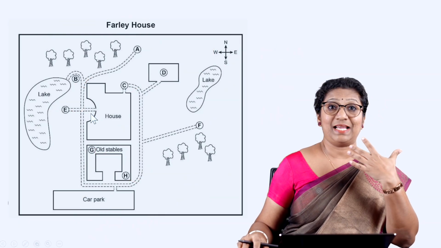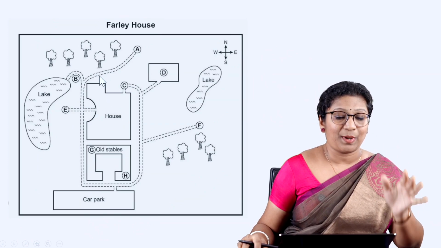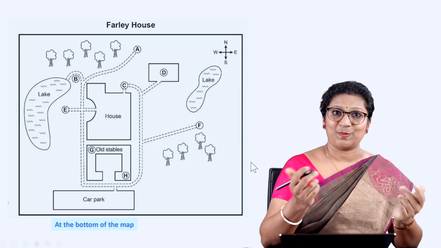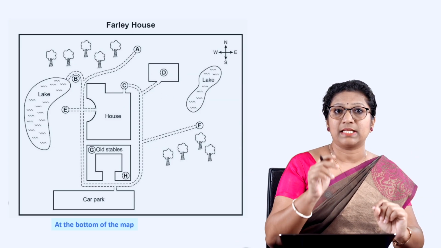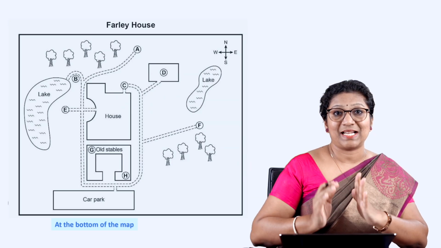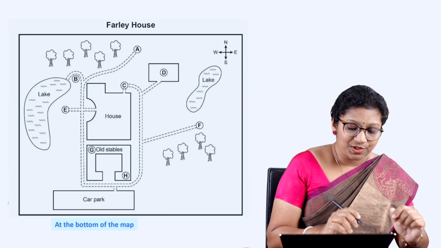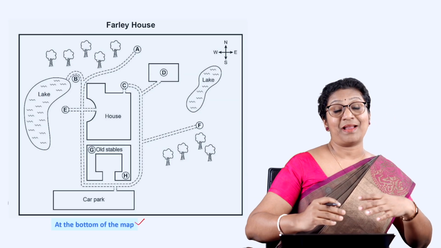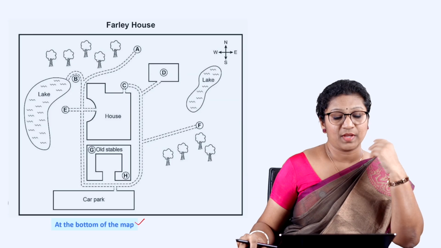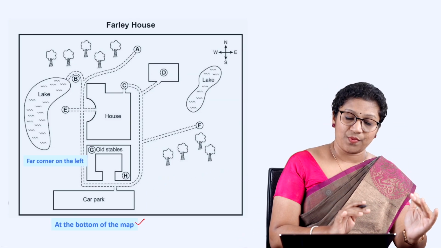Now here is the same map, but I'm going to show you certain words that you might hear when listening to the description of this Fale house. At the bottom of the map, like I said, it always begins at a starting point. They might say at the bottom of the map, or if there's an entrance, they might say let's begin from the entrance, or in this case it could also be the car park. So at the bottom of the map or even at the top of the map are words that you should be familiar with.